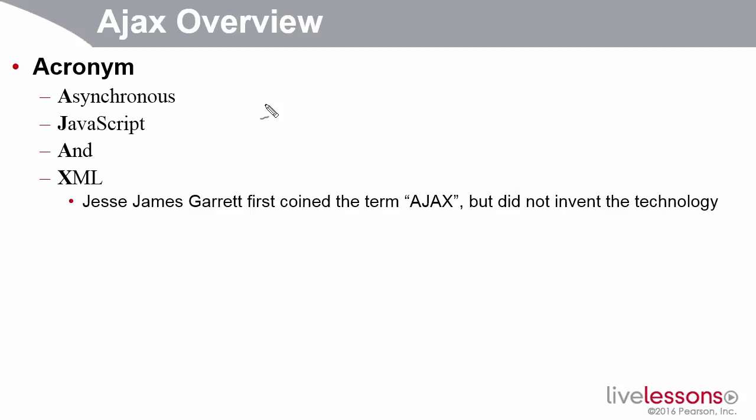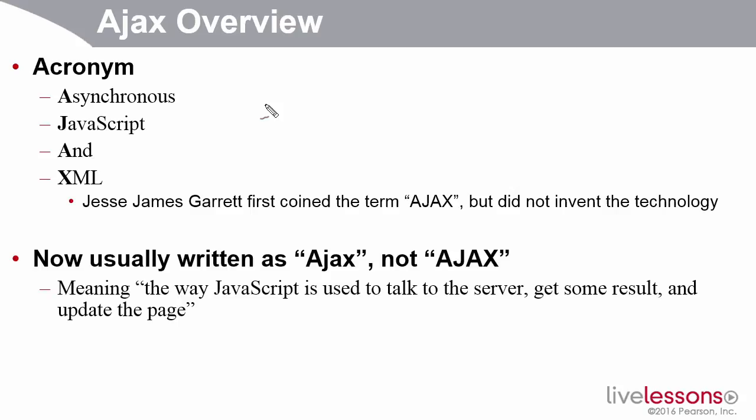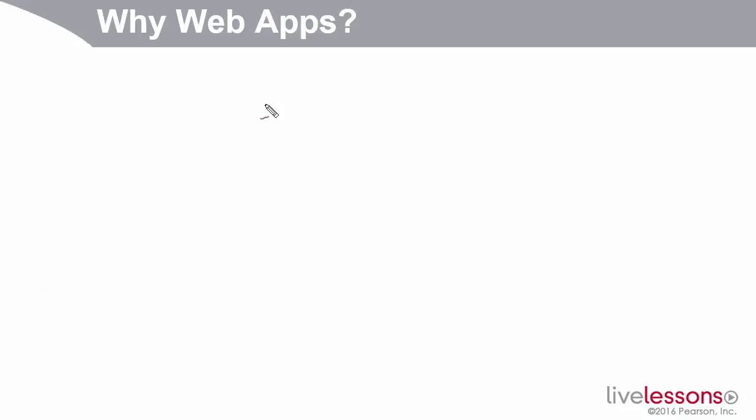So nowadays, most people just say Ajax is the way JavaScript talks to the server, gets something back, and updates the page, and they write it as Ajax with a capital A, not Ajax all in uppercase. In other words, not really as an acronym, just as a term that means the way JavaScript talks to the server, gets back data, and does something with it in the page. All right, so that's what Ajax means, but why do we want it?